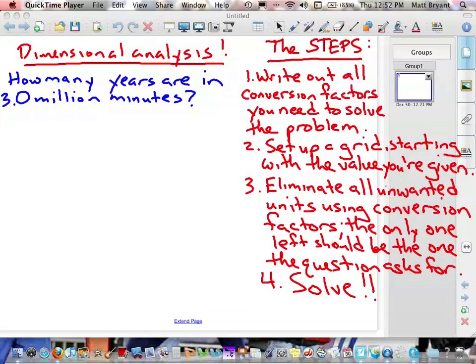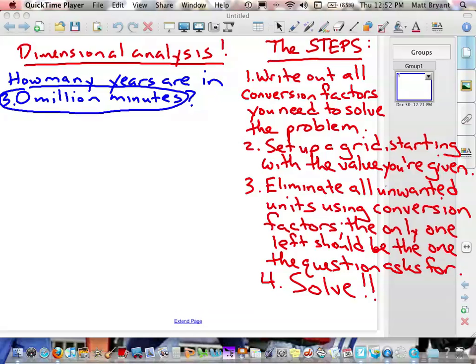But always start with the value you're given in the problem. If you look at the problem we're given, 3.0 million minutes is how you're going to start this grid. All right. And then you need to eliminate all unwanted units using conversion factors that you've written down for yourself as a reminder. The only one left should be the one the question asks for.